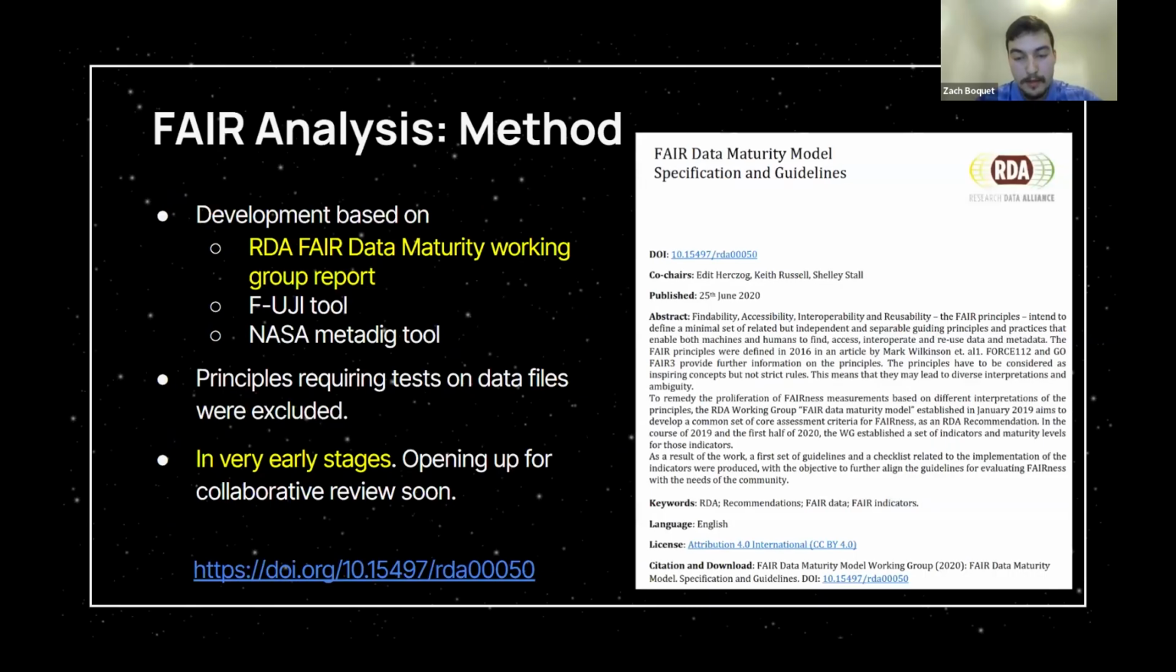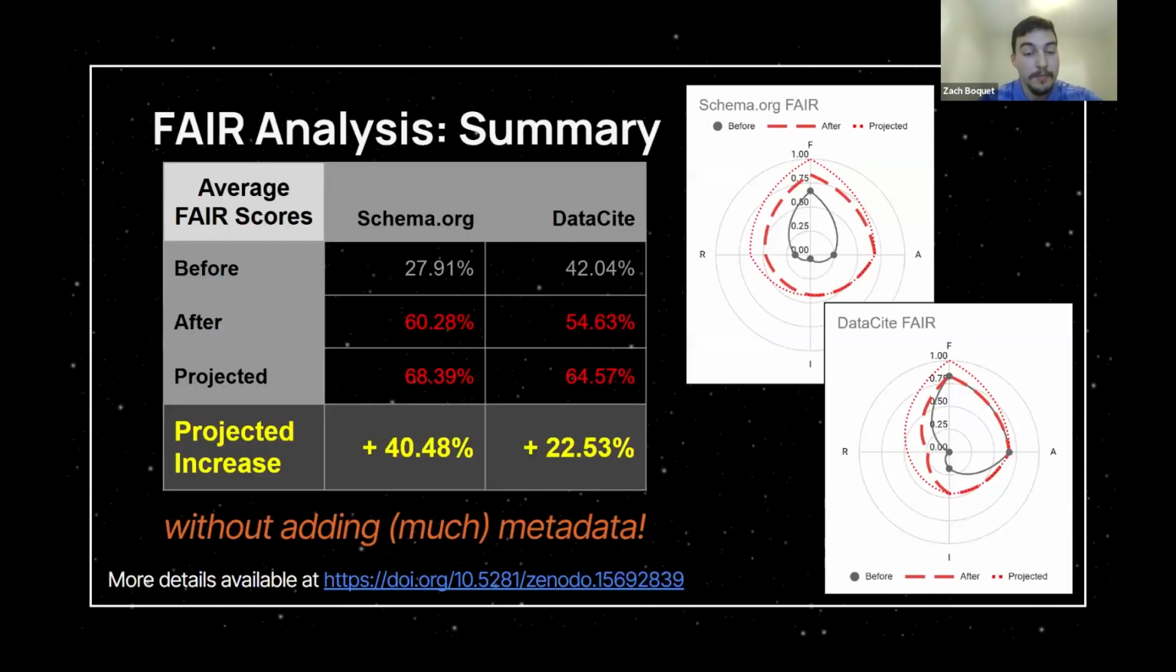Now, when it came to analyzing the results, because the FUJI tool I mentioned earlier does not have an API, we did have to develop a custom FAIR analysis tool, which is based on the RDA FAIR Data Maturity Working Group report, which is pictured on the right. And interpretations of this report were guided by the FUJI tool and then the NASA metadata tool. We excluded any principles requiring tests on data files due to time restraints. And this is in a very early stage. We did get a few initial results to share.